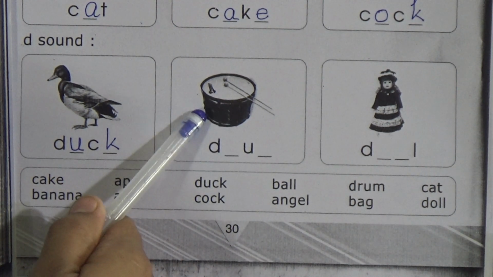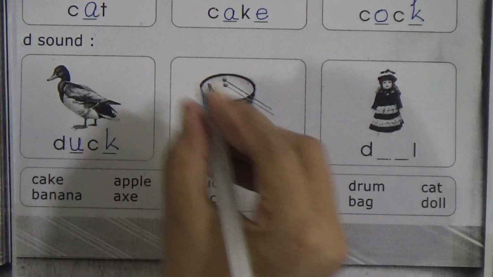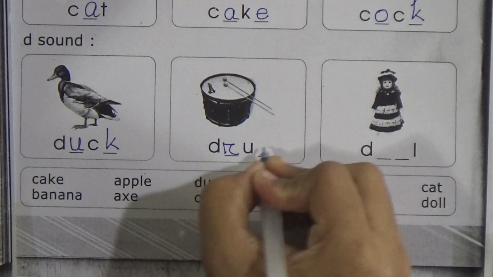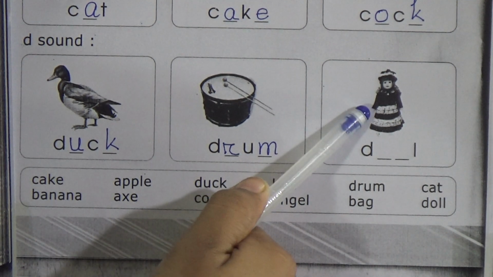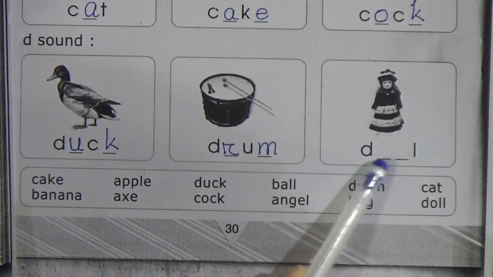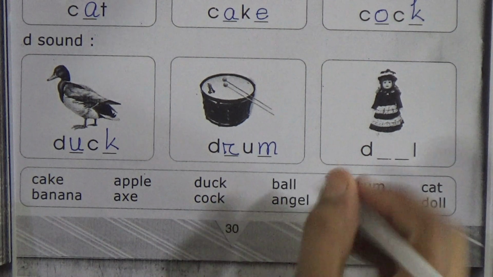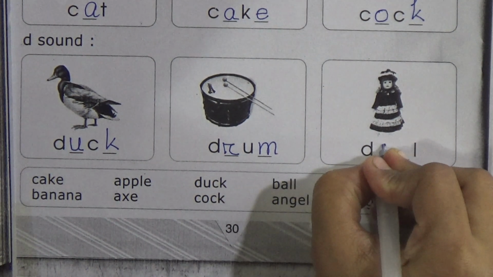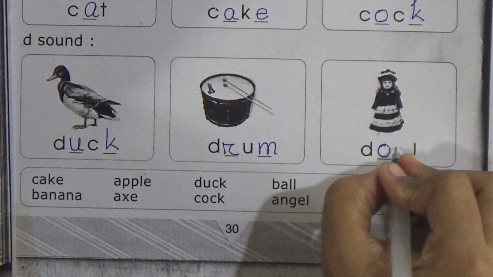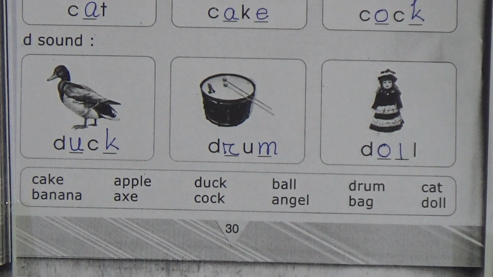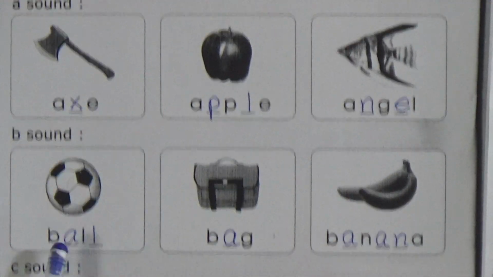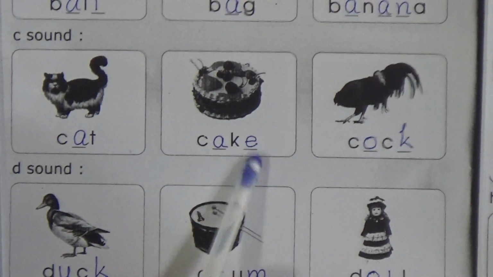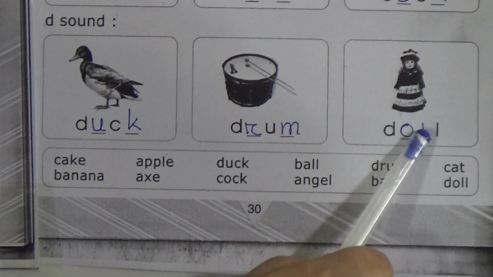But just look at the picture. This is the picture of a drum. So D-R-U-M, drum. This is the picture of a doll. D-L. D-O-L-L, doll. So here A, X, apple, angel, ball, bag, banana, cat, cake, cock, duck, drum, doll.